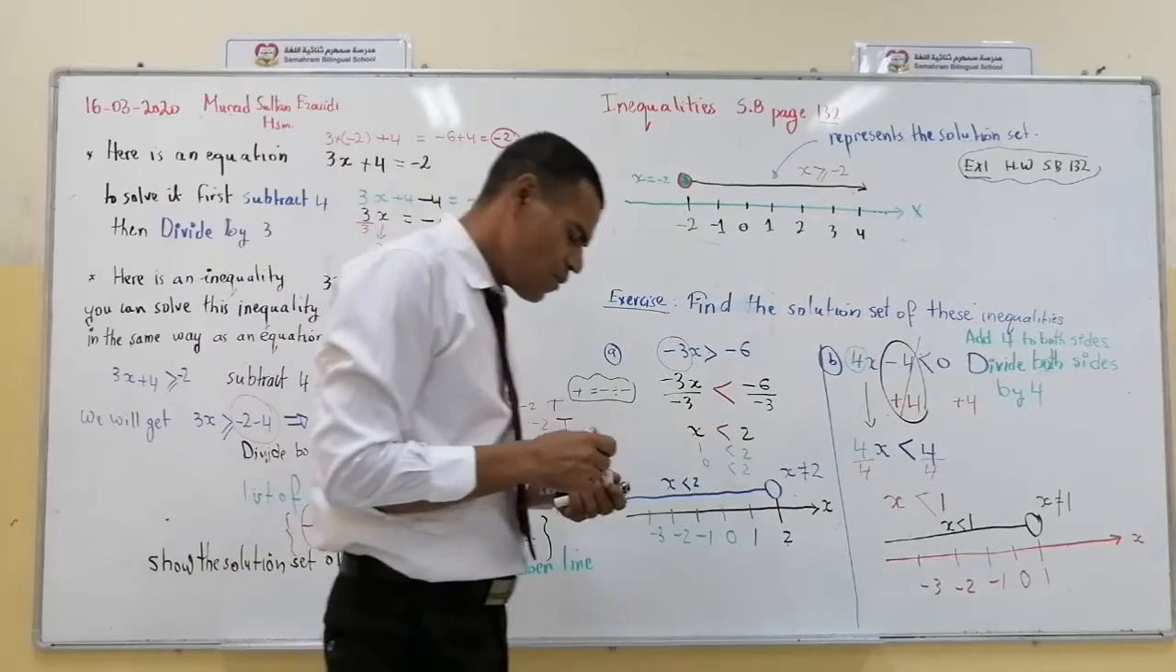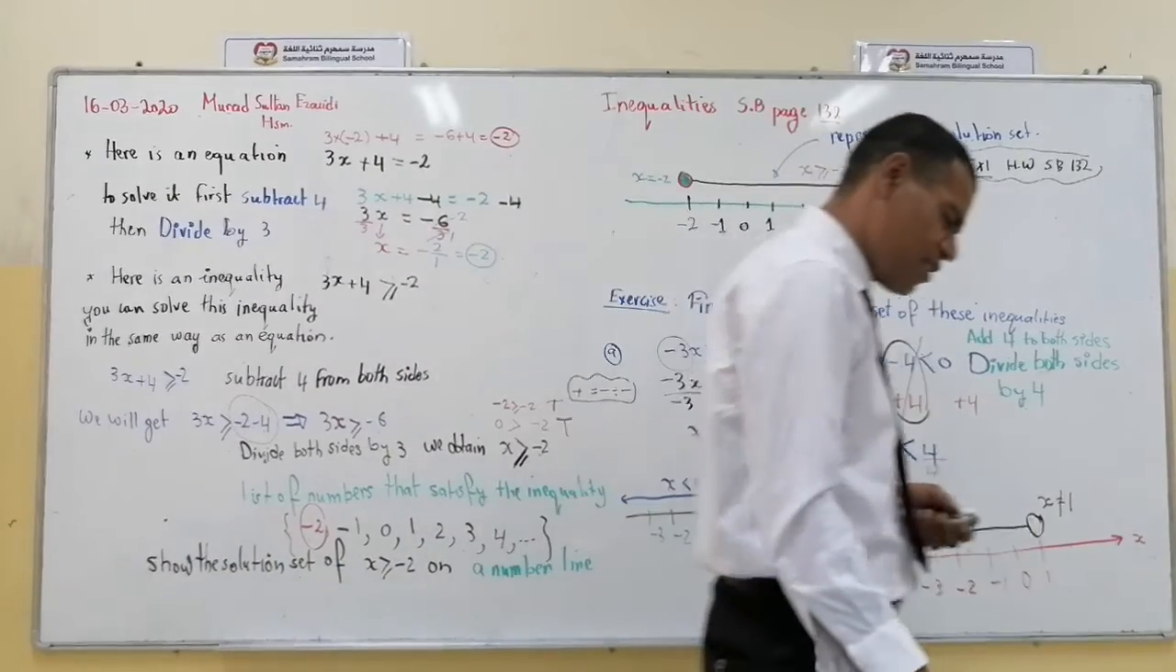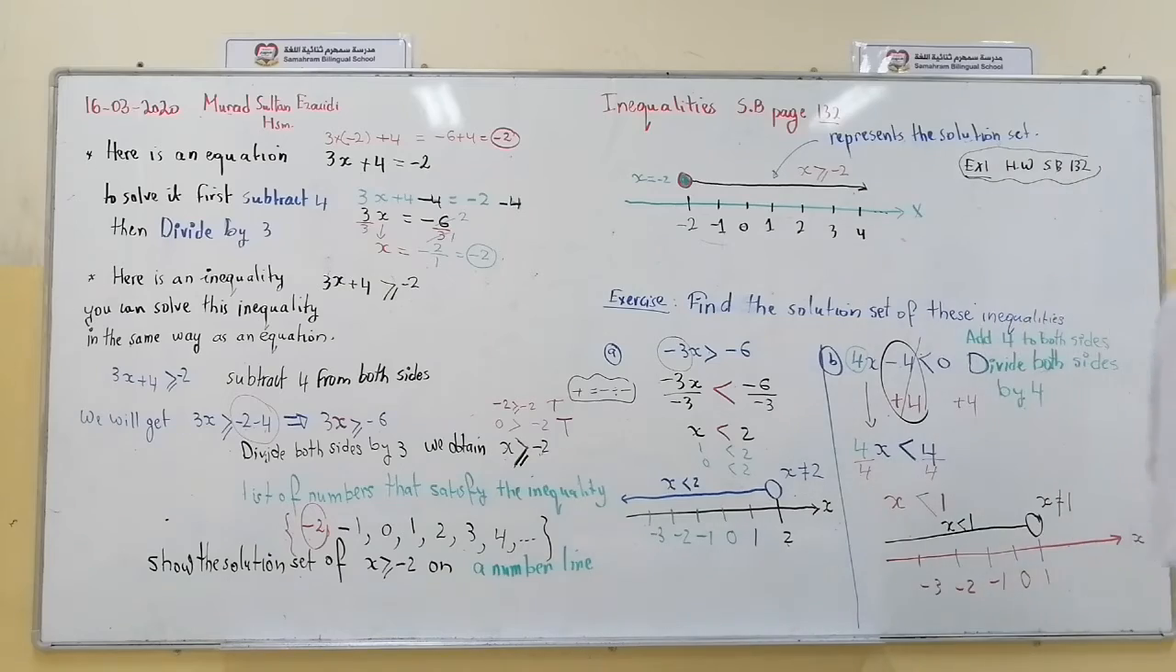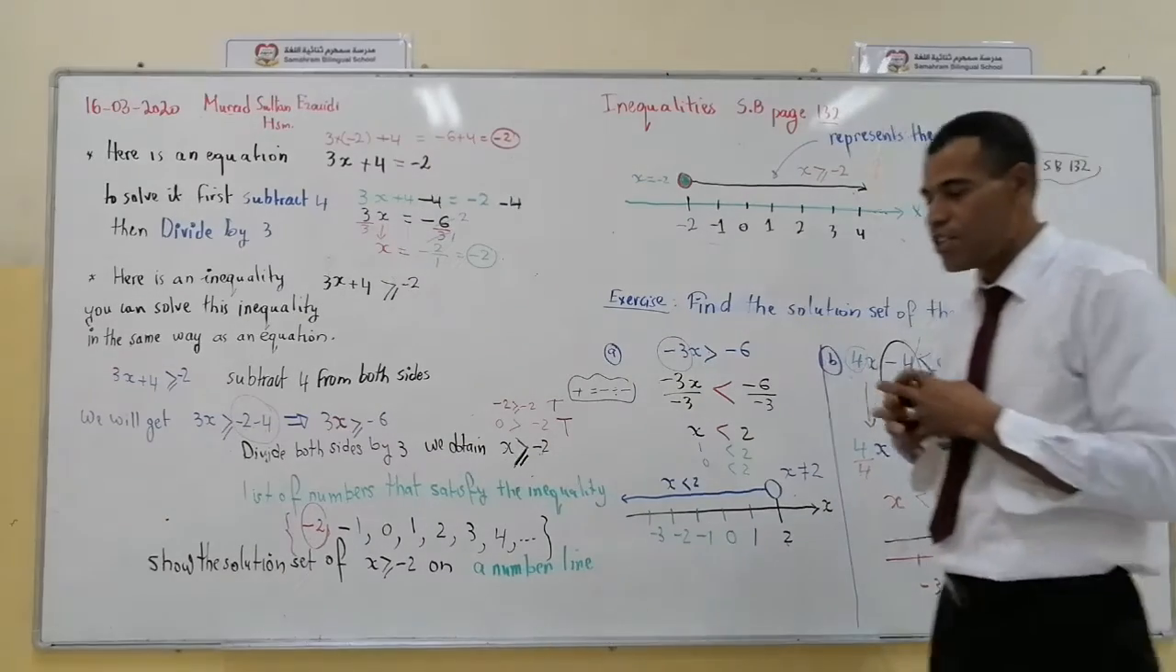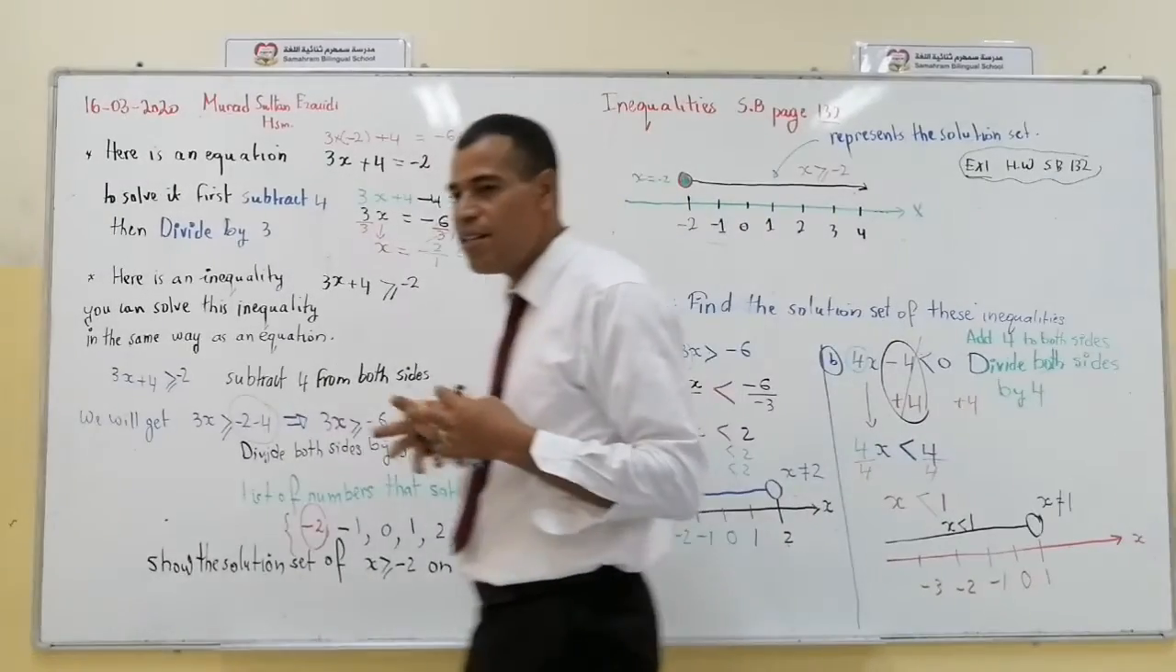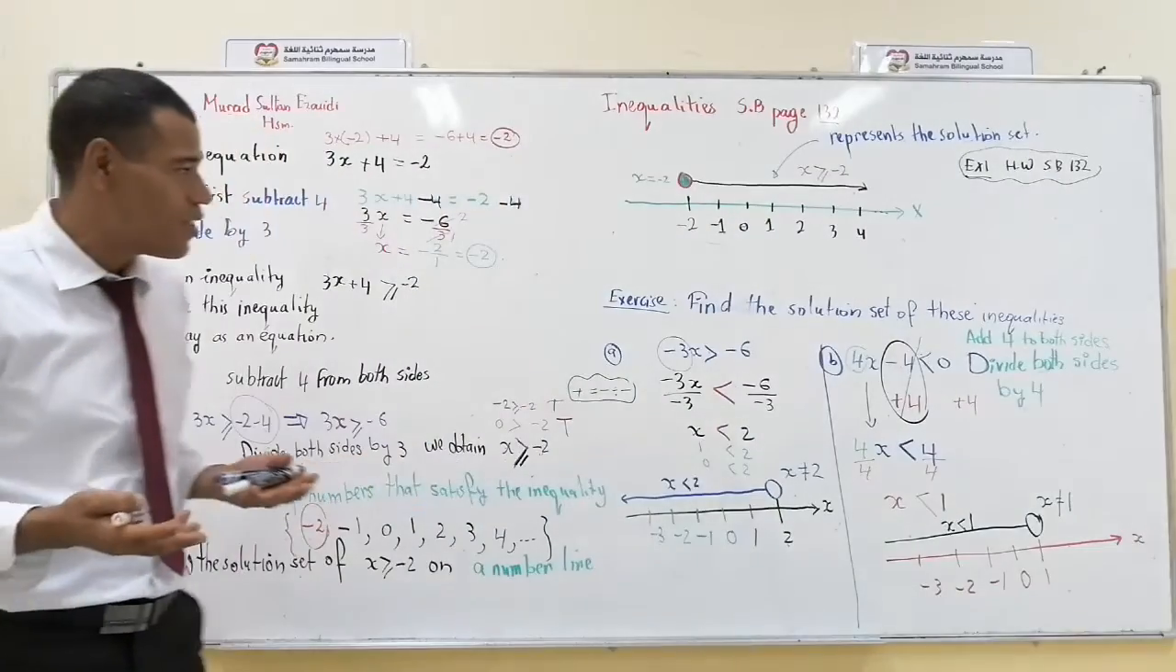Okay, then we gave you two exercises, A and B, some questions. One dealing with a negative coefficient, and the next dealing with a positive coefficient.